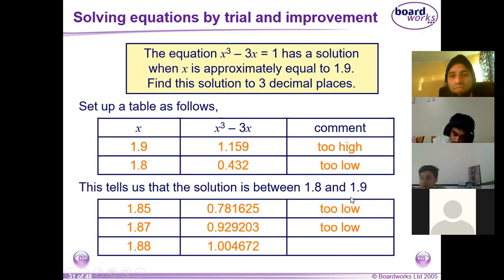Now we look between these, 1.85, too low. 1.87, too low. 1.86 became too high. So now we've got too low and too high. Whenever you have too low and too high, in between them you'll have an answer. So the answer is going to be between 1.87 and 1.88.